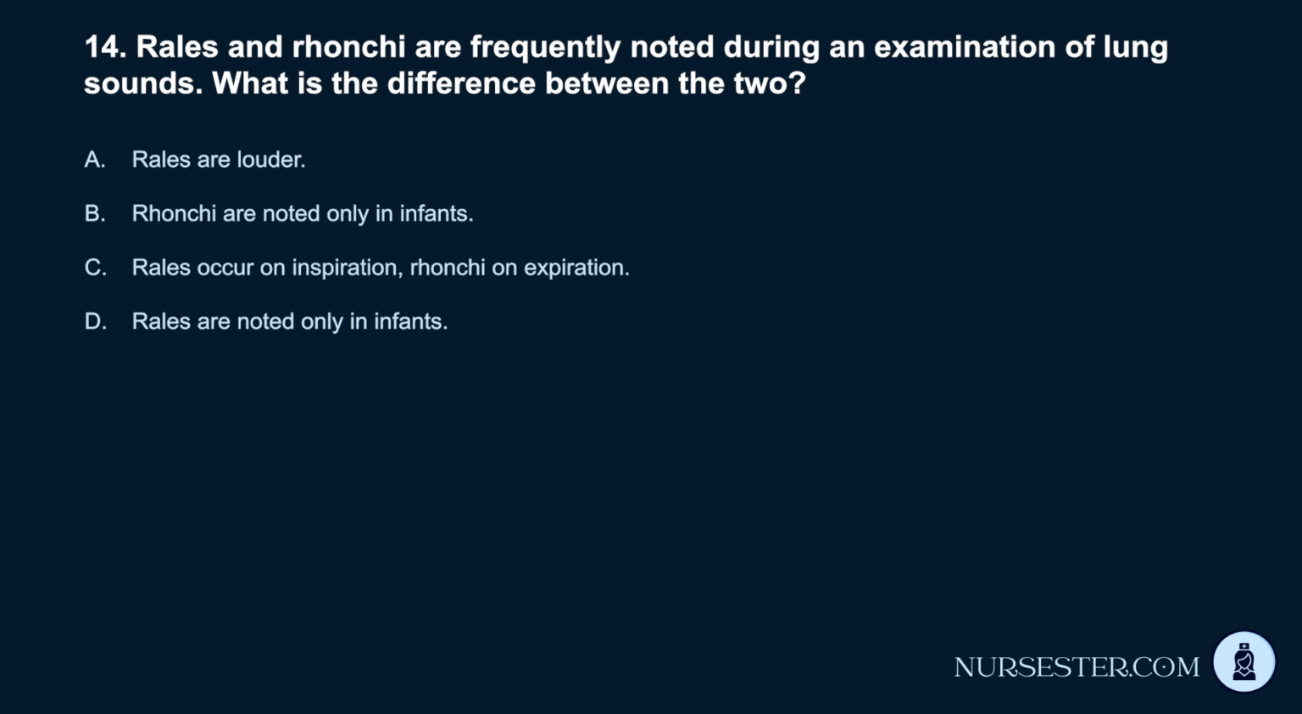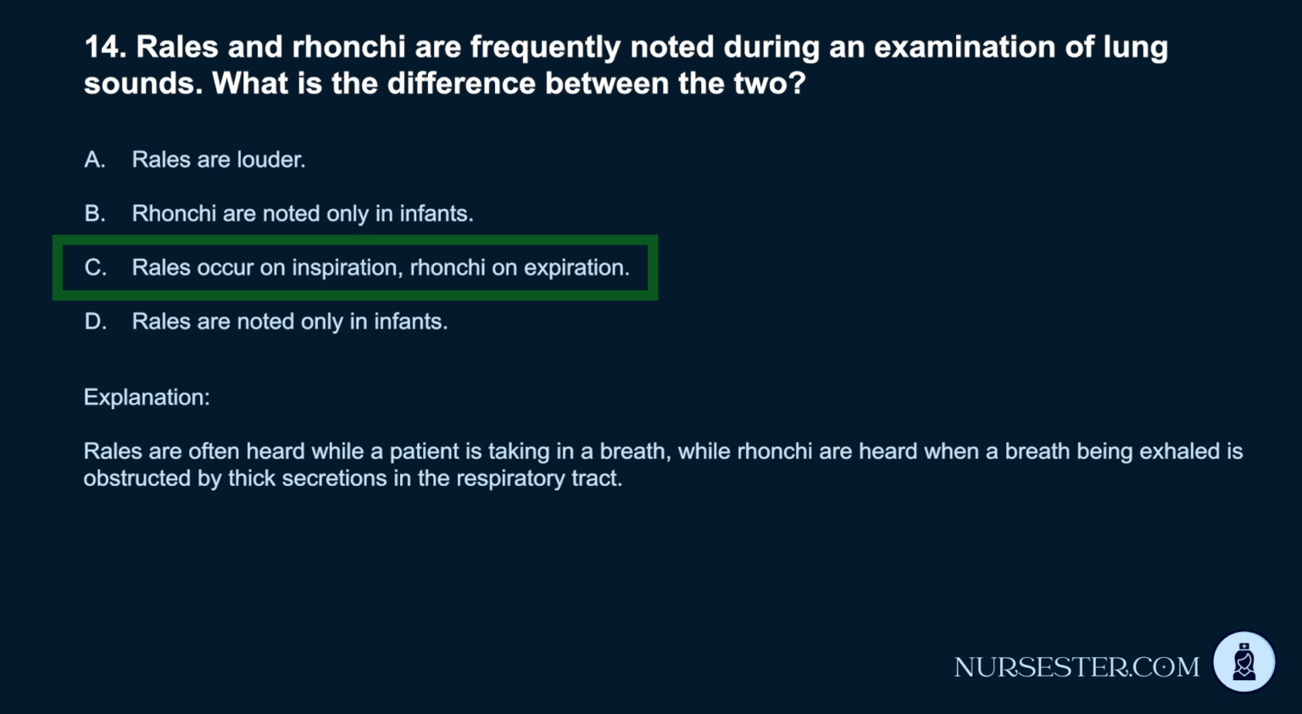14. Rales and rhonchi are frequently noted during an examination of lung sounds. What is the difference between the two? A. Rales are louder. B. Rhonchi are noted only in infants. C. Rales occur on inspiration, rhonchi on expiration. D. Rales are noted only in infants. Correct answer, C. Rales occur on inspiration, rhonchi on expiration. Rales are often heard while a patient is taking in a breath, while rhonchi are heard when a breath being exhaled is obstructed by thick secretions in the respiratory tract.